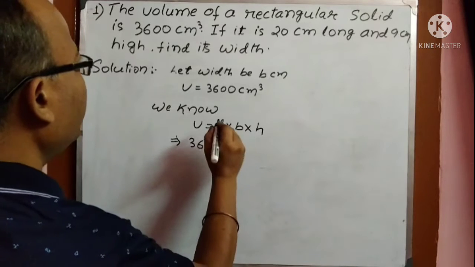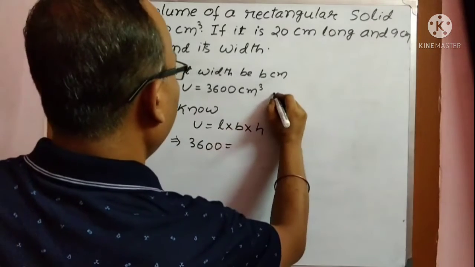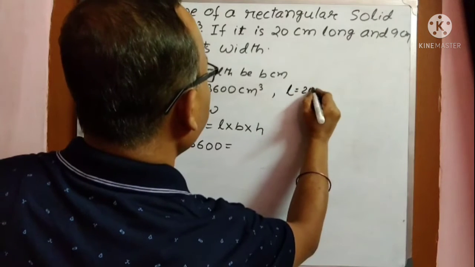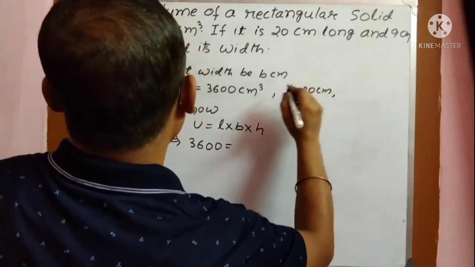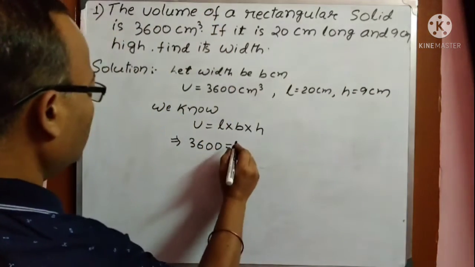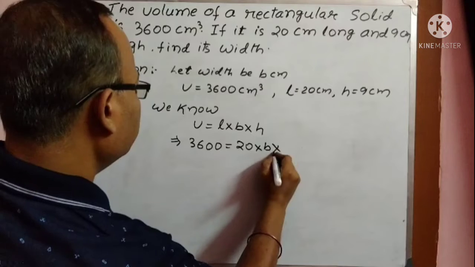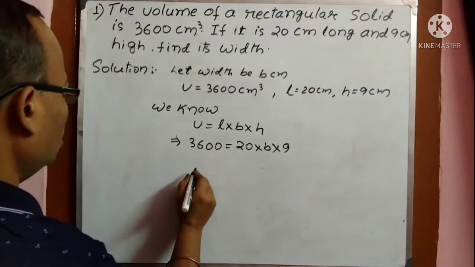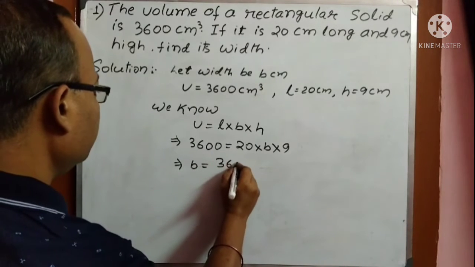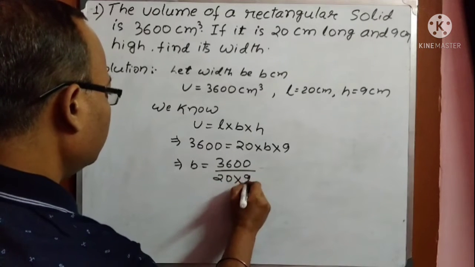Now, volume is given 3600, where length is given what? Length is equal to 20 centimeter and height is given 9 centimeter. So your length is 20, breadth is your B we have considered, height is 9. So, breadth will be equal to 3600 by 20 into 9.